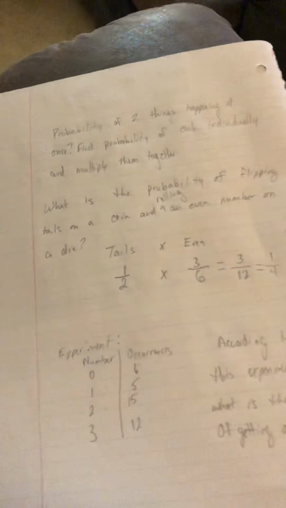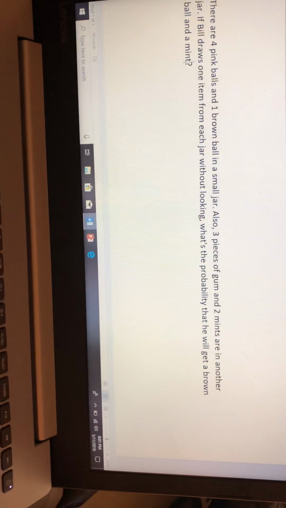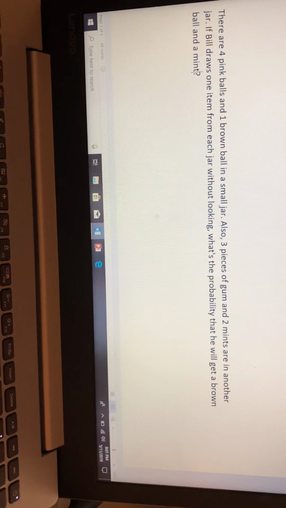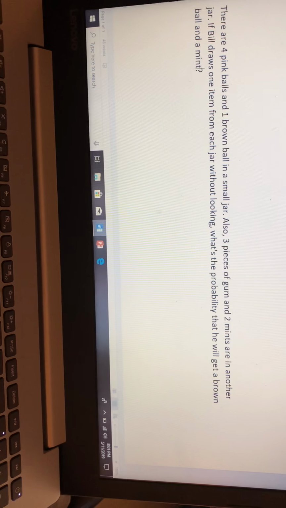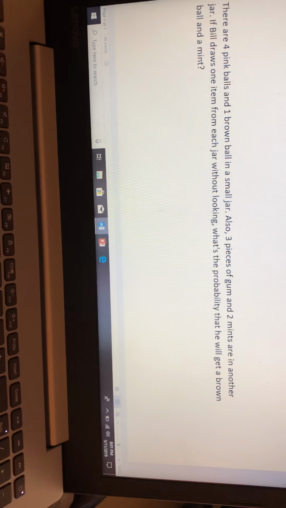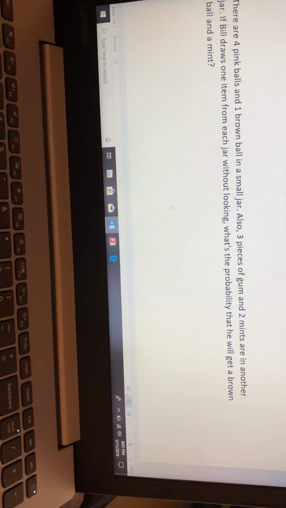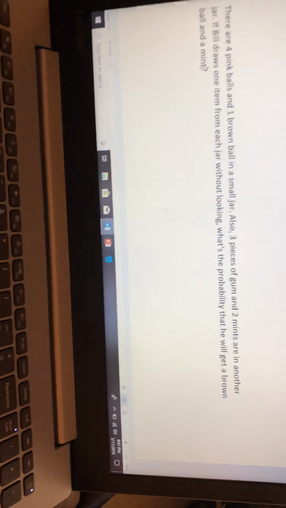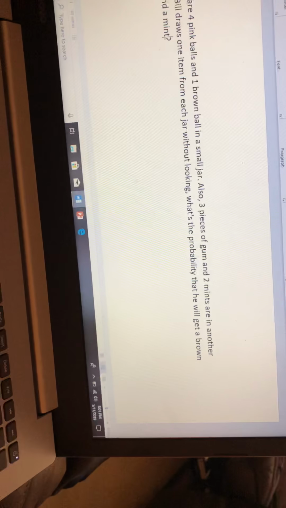Okay, there's another one that I have on here. Alright, let me turn it like this. You could pause it if you need to read it. There are 4 pink balls and 1 brown ball in a small jar. Also, 3 pieces of gum and 2 mints are in another jar. If Bill draws 1 item from each jar without looking, what is the probability that he gets a brown ball and a mint?